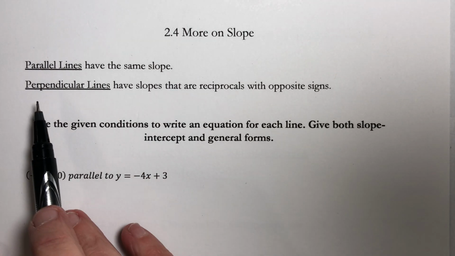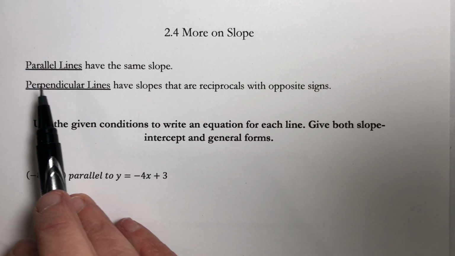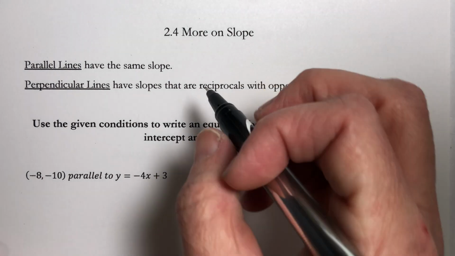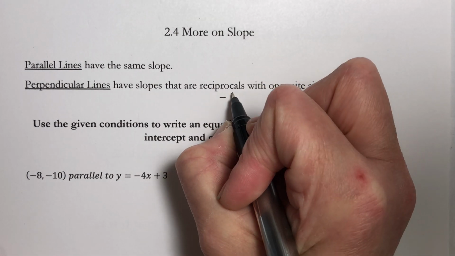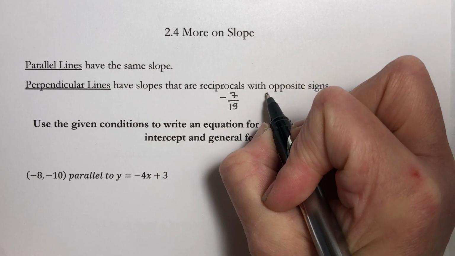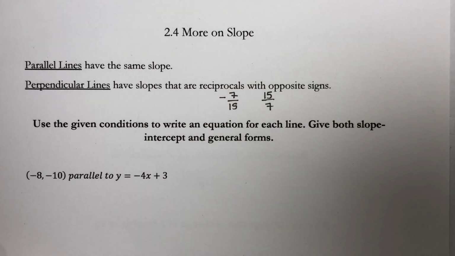Okay? Now, perpendicular lines, these are lines that intersect in a right angle. They have slopes that are reciprocals with opposite signs. So what I mean by that is if one of them has slope -7/15, the other one would have slope +15/7. So flip them over and they have opposite signs.